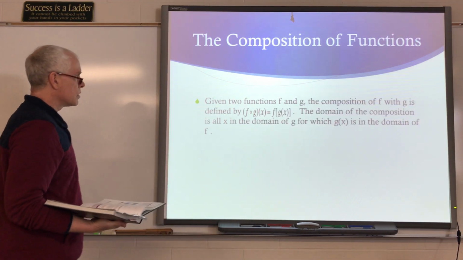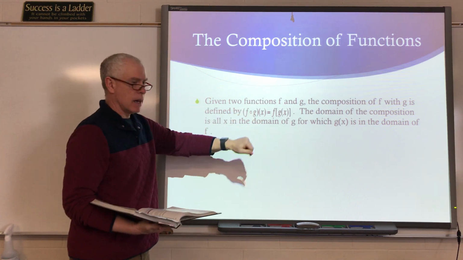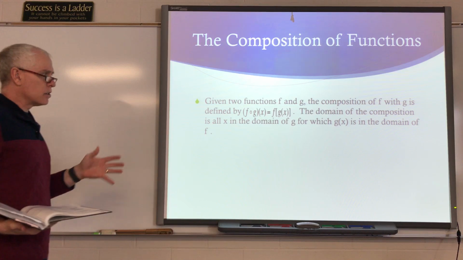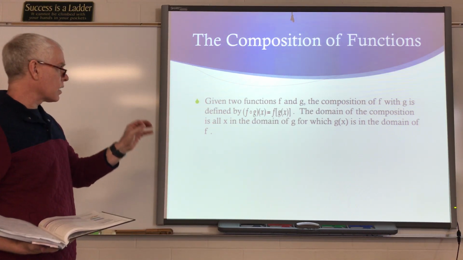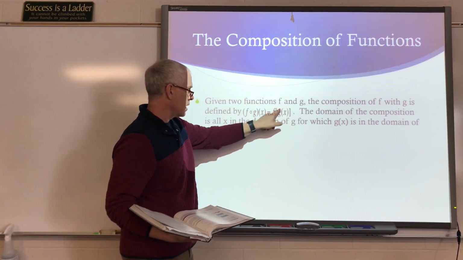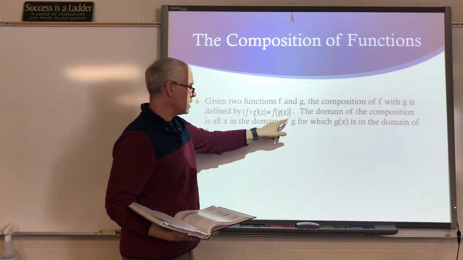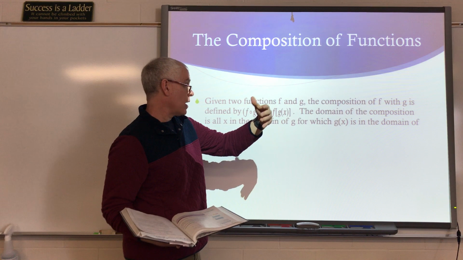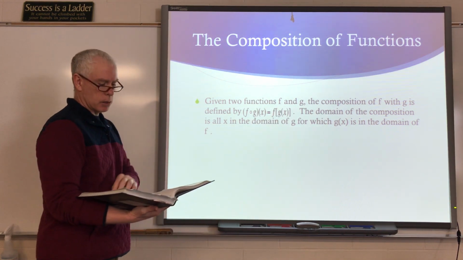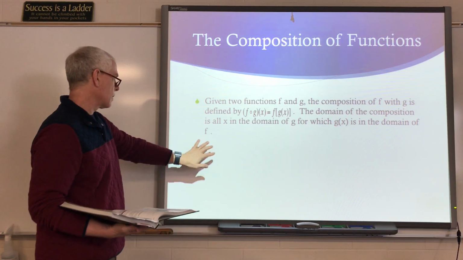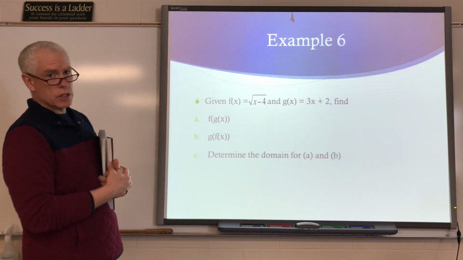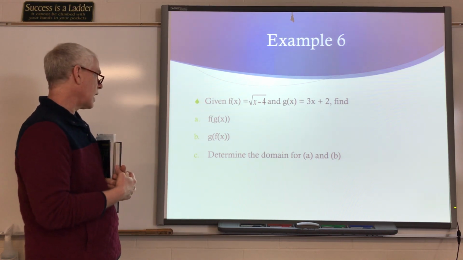All right, the composition of functions. So f of g of x, written two different ways, means the same thing. The tricky part here is the domain. The domain of the composition is all the x in the domain of g, okay? So whatever you can put in for g in such a way that g of x is in the domain of f. And we're going to have to take a look at a couple examples of that to see what that looks like, okay?